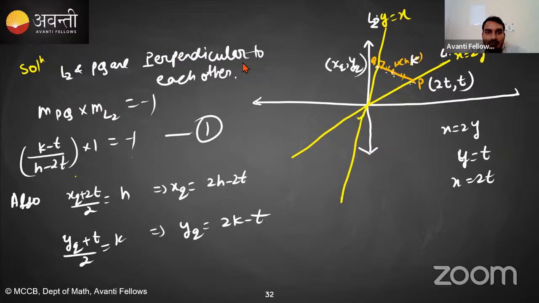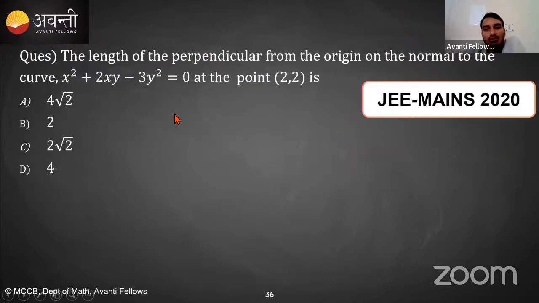Let's solve this question. Again, this question also came in the JEE Mains 2020. The length of perpendicular from the origin on the normal to the curve. Normal means the perpendicular.